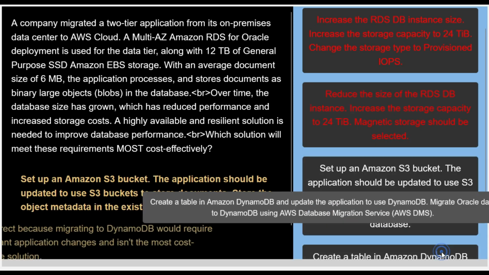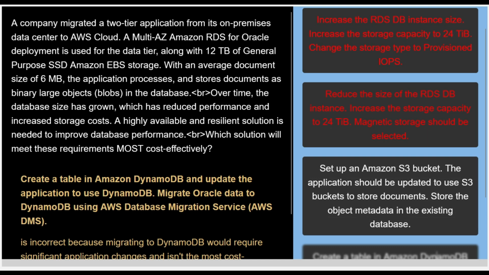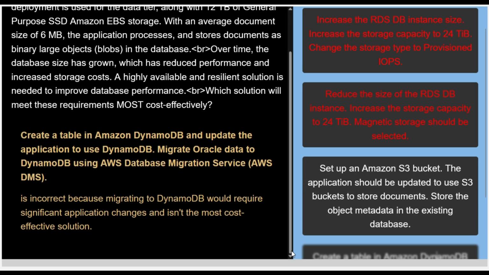Option 4, create a table in Amazon DynamoDB and update the application to use DynamoDB. Migrate Oracle data to DynamoDB using AWS Database Migration Service, which is AWS DMS. This option is incorrect. Why? Because migrating to DynamoDB would require significant application changes and is not the most cost-effective solution.